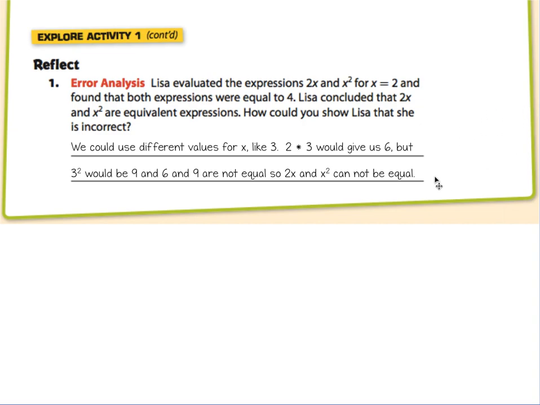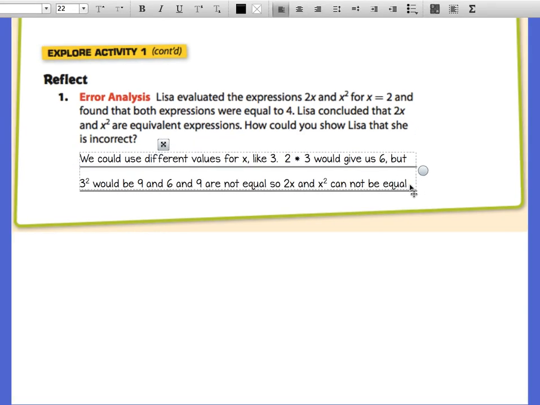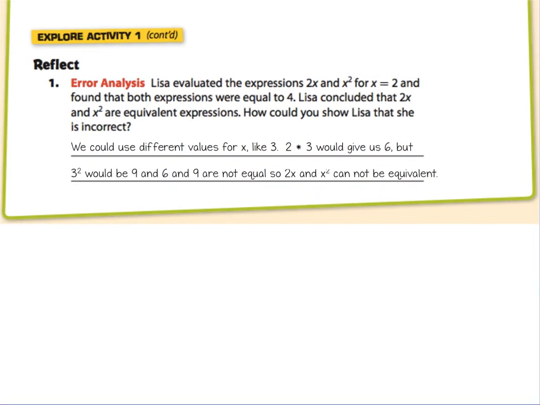So I know that, and I actually should put equivalent here, not equal. So I know that 2x and x squared cannot be equivalent. Equivalent. There we go. Much better.